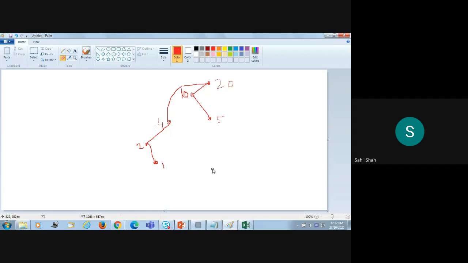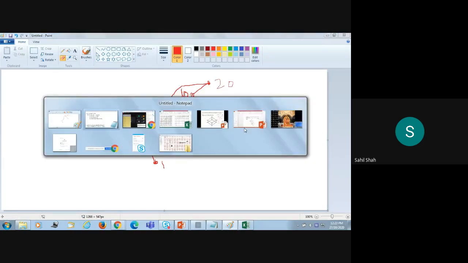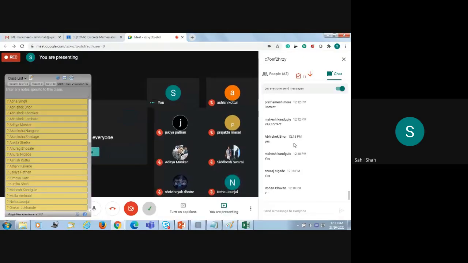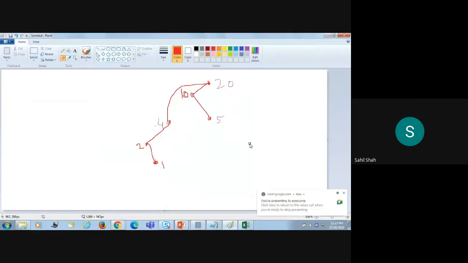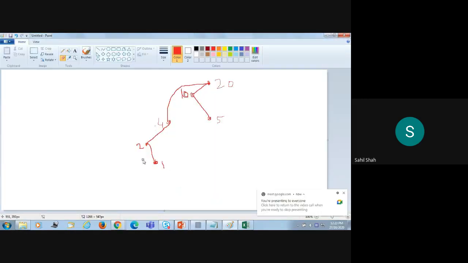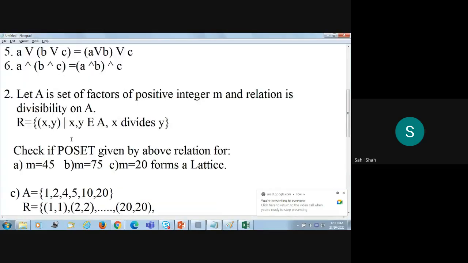Now we will check for every pair whether there exists both LUB as well as GLB. So can you tell me whether this diagram is a lattice? Yes, it is a lattice. Yes, Shubham, correct. For cross-checking and having a confirmed proof, I would suggest you have a table of GCD and LCM. So that's it from my side for lattices and cosets.